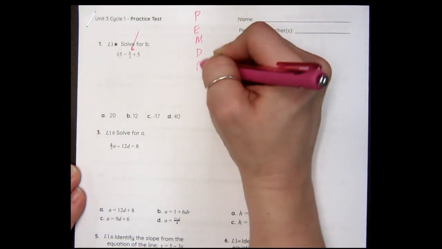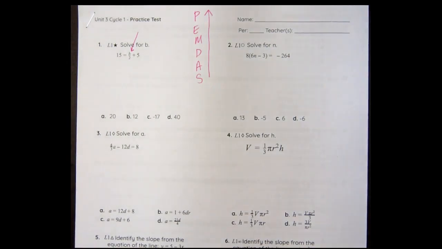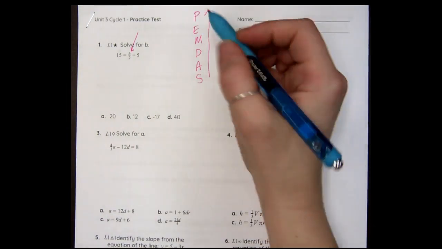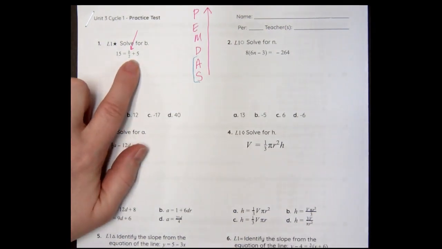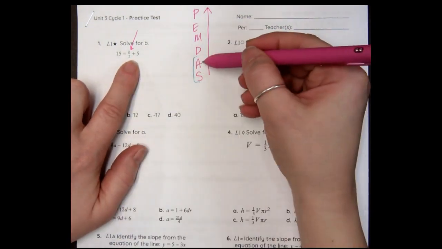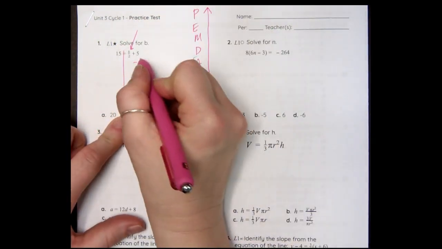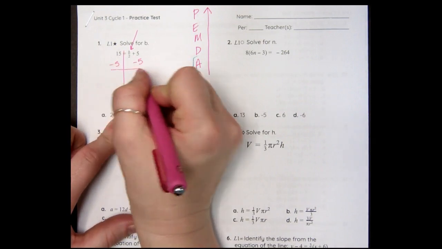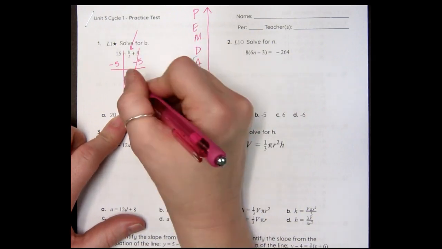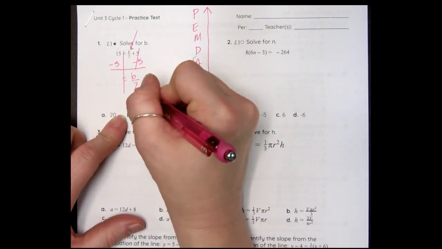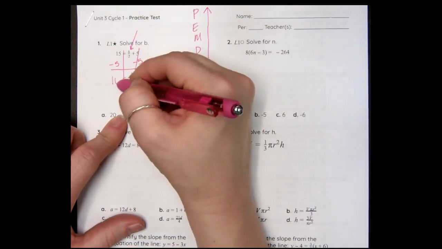So after we check all those things, we're doing PEMDAS backwards. So we're going to start with addition and subtraction. On the side of my b, I see an addition sign. The opposite of addition is subtraction. So we're going to subtract 5 from both sides so that I can move it away from my letter. So plus 5 and minus 5 cancel. I have b divided by 2 still on this side, and 15 minus 5 is 10.